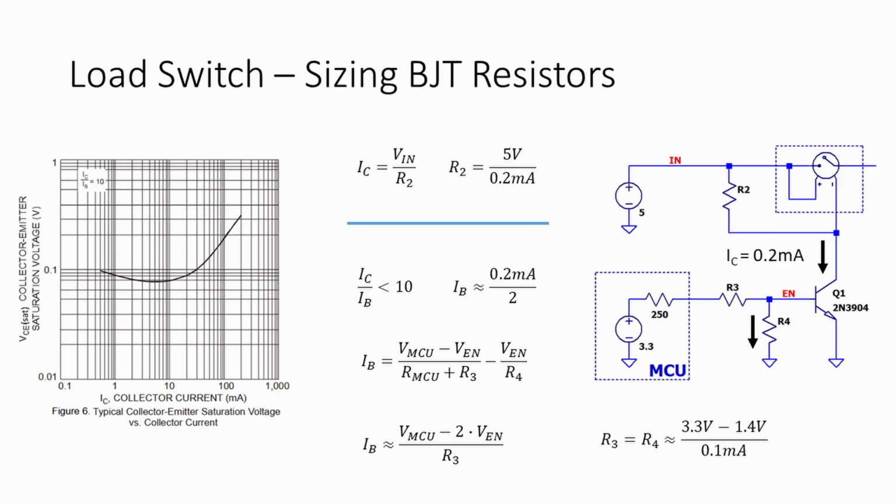So that means our collector current is 0.2 milliamps. Then at the absolute lowest, the base current should be 20 microamps. You can make it higher. In this case, we'll make it 100 microamps.